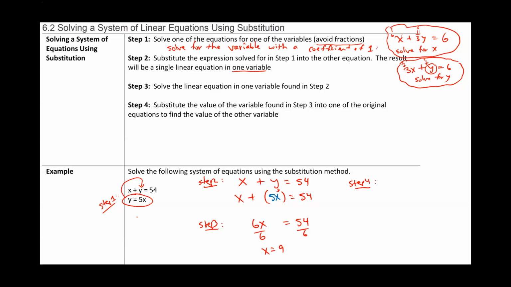Step 4 is we take that x value and plug it into any of these equations. Doesn't matter which one you plug it into. I'm going to plug it into the equation from step 1, which is y equals 5x. So since x is 9, we get y equals 5 times 9, which is 45.